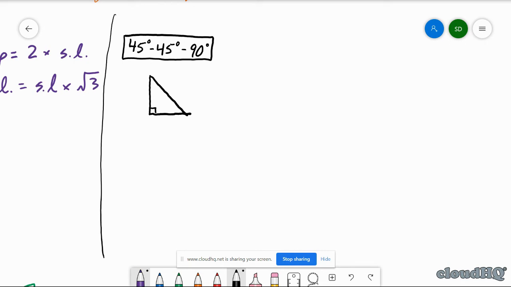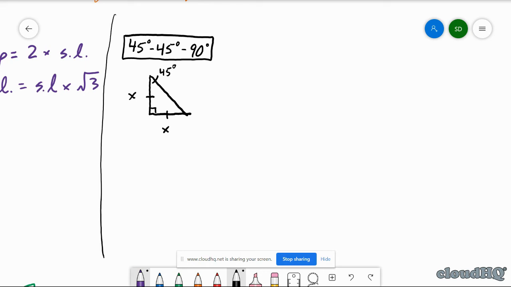Two of the angles are the same, which means the sides opposite them are also the same. So I wouldn't call it a short leg and a long leg this time because they're both the same. We could just call them legs. If I had a leg of X, what's the other leg going to be? X. What would the hypotenuse be?